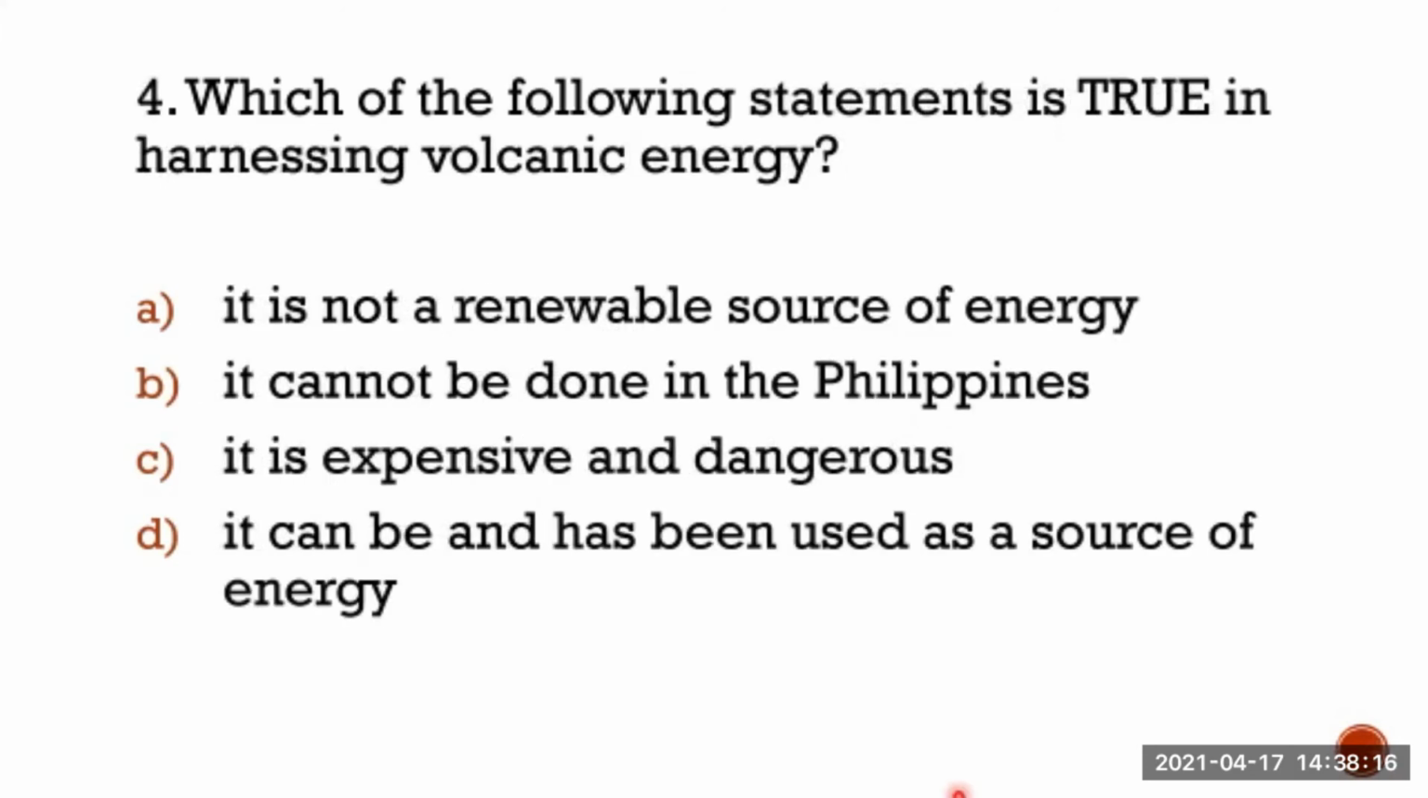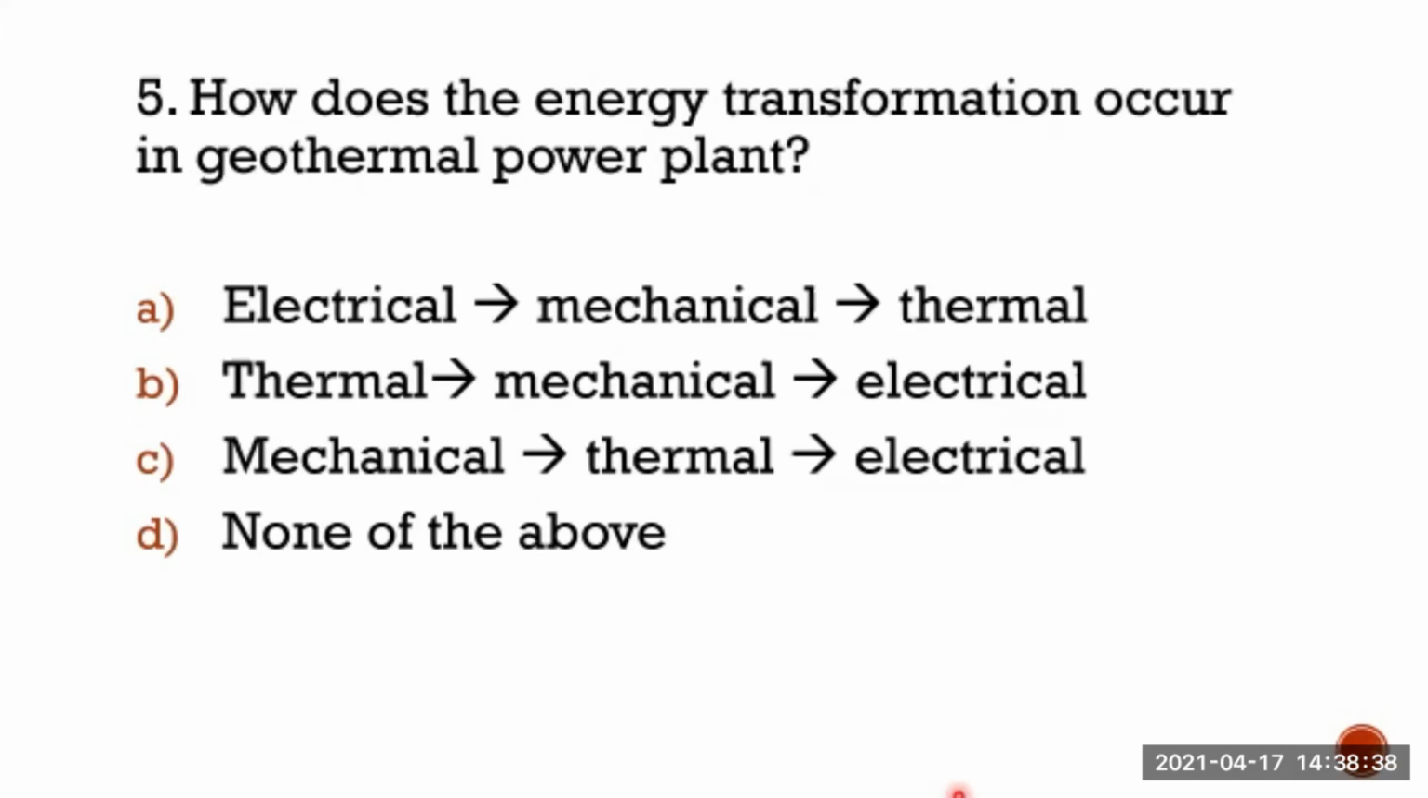Number 4, which of the following statements is true in harnessing volcanic energy? Letter A, it is not a renewable source of energy. Letter B, it cannot be done in the Philippines. Letter C, it is expensive and dangerous. Letter D, it can be and has been used as a source of energy. And number 5, how does the energy transformation occur in a geothermal power plant? A, electrical to mechanical to thermal. B, thermal to mechanical to electrical. C, mechanical to thermal to electrical. D, none of the above.